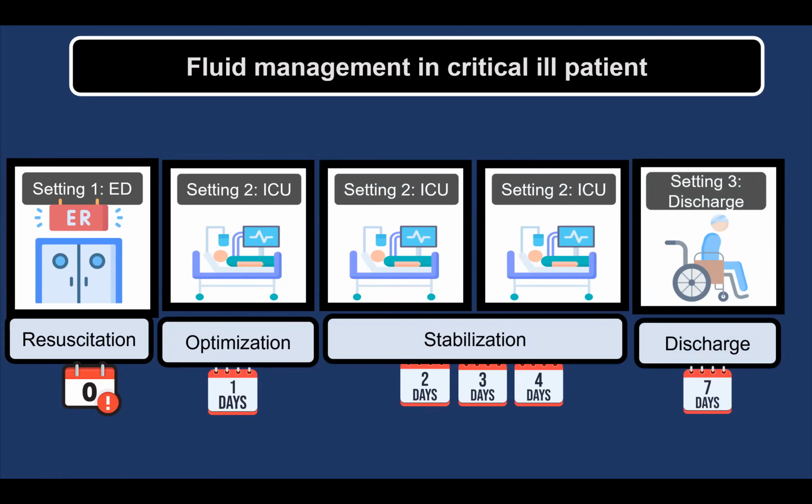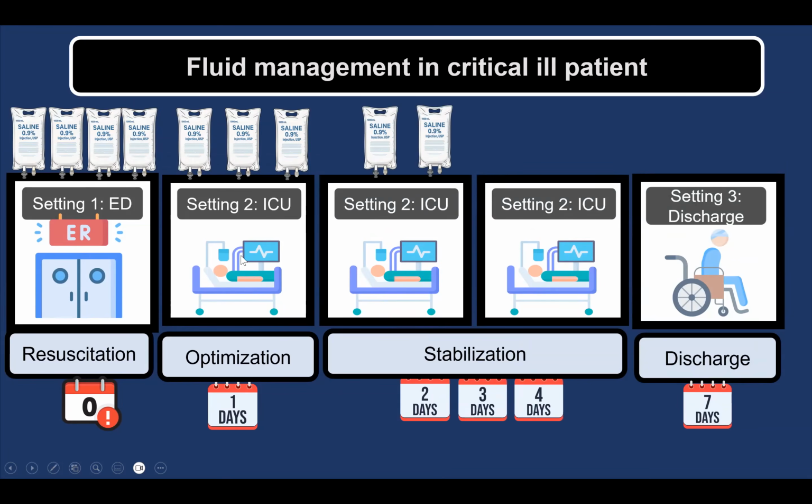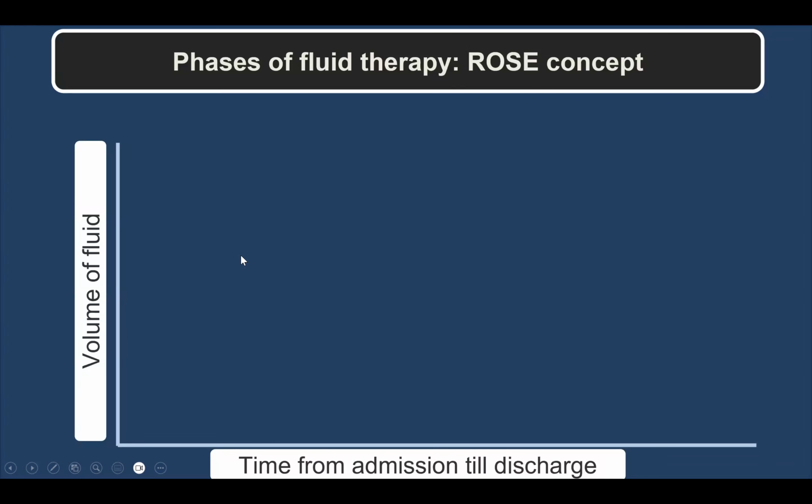In each phase, a different amount of fluid is given to the patient. During the resuscitation phase, the patient receives a large amount of volume. Then the amount of volume decreases as the patient passes through the optimization phase and the stabilization phase till discharge. And this can be demonstrated by what's called the Rose concept.